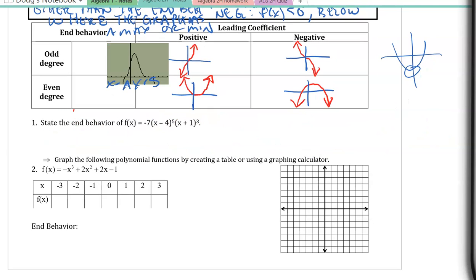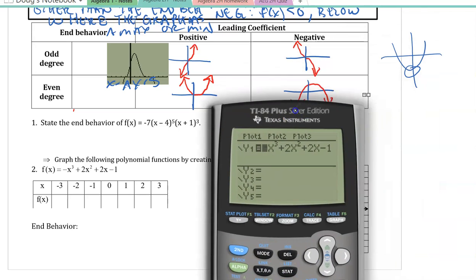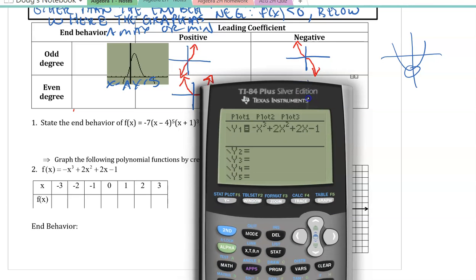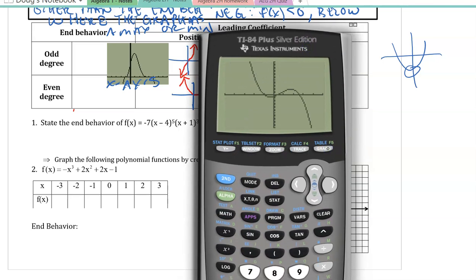Now, on to problem number 2. You can back up if you need to take a look at number 1, but something happened to my screen and it was blocking. So number 2, we're going to go ahead and put this function into our calculator: negative x cubed plus 2x squared plus 2x minus 1. From there, we can graph it. We'll take a look. So we see that this graph has 3 zeros, and the end state behavior as x goes to negative infinity, it's positive infinity. As x goes to positive infinity, it's negative infinity. That's because of that negative leading coefficient.